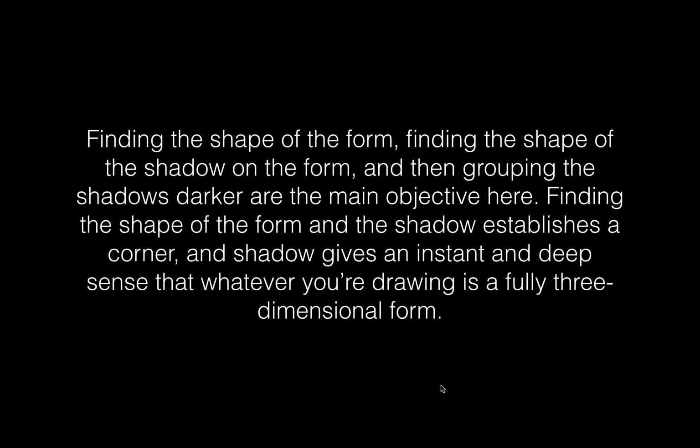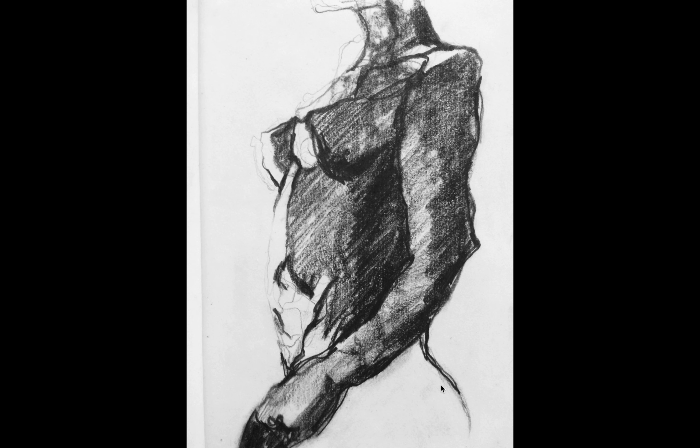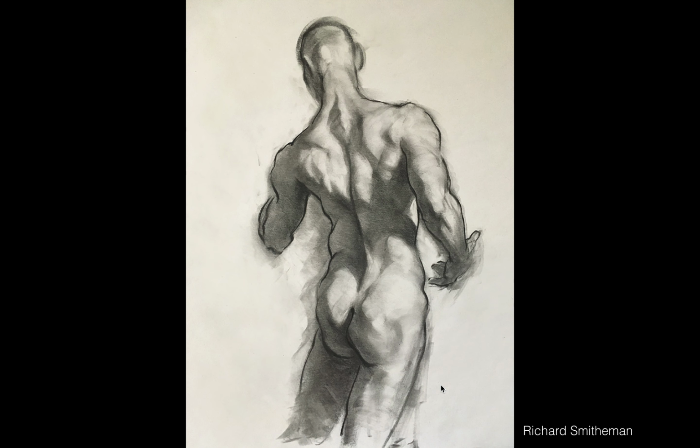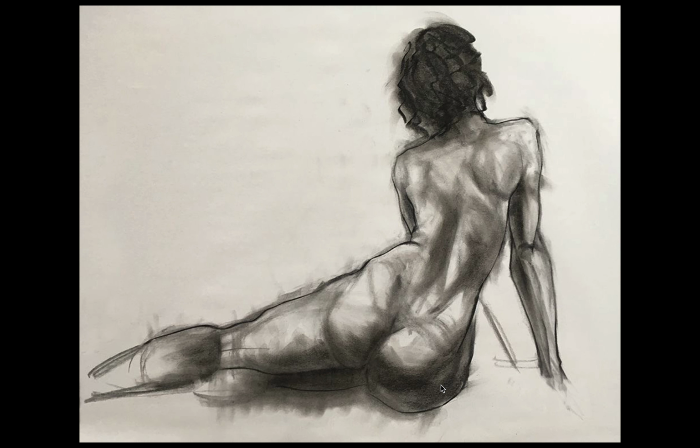Okay, so finding the shape of the form, finding the shape of the shadow on the form, and then grouping the shadows that are darker are the main objective here. Finding the shape of the form and the shadow establishes a corner, and the shadow gives an instant and deep sense that whatever you're drawing is a fully three-dimensional form. So again, really think about the way that dark side is pushed away from the light side, and how you can create a sense of space as that's moving in and out, up and down, away from you and towards you within the space of the figure.